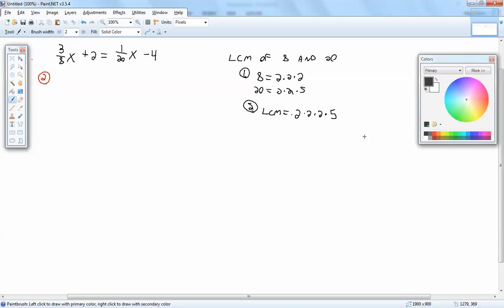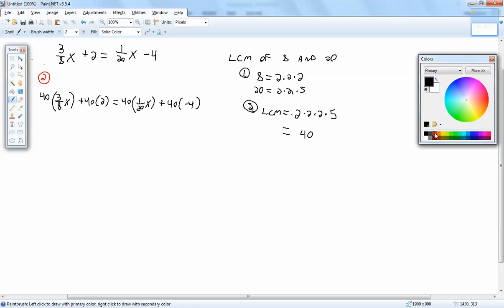Okay, so then our LCM, 8 times 5 gives us 40. So that's what we're going to multiply everything by. So we're going to multiply the 3/8 x by 40. We'll multiply the 2 by 40. We'll multiply the 1/20 x by 40. And we'll multiply the -4 by 40. Now when I say multiply by everything, I'm talking about what's separated by pluses, minuses, and equals.